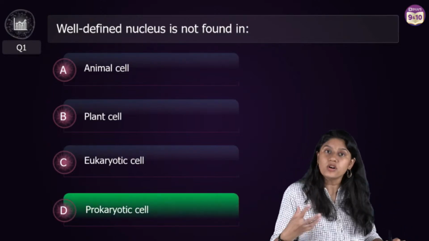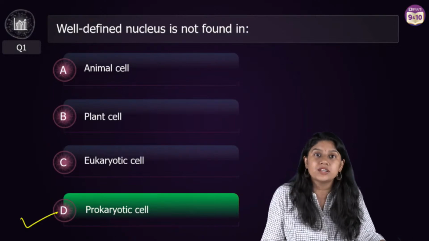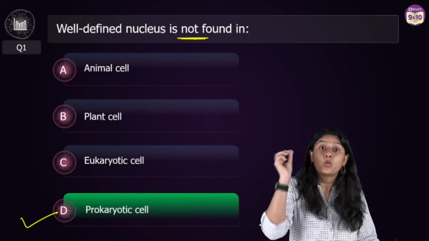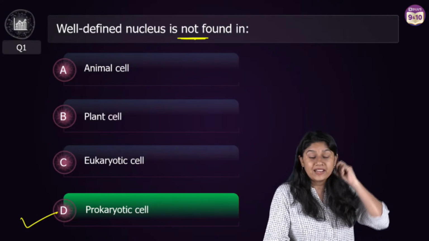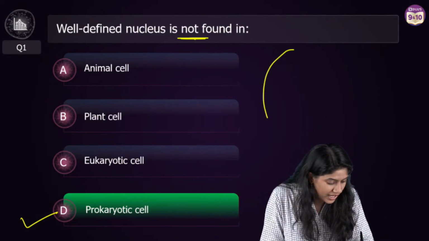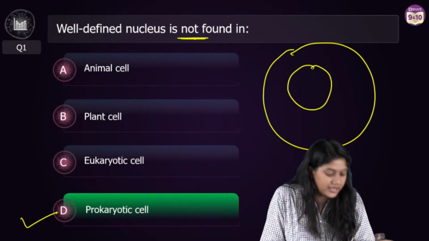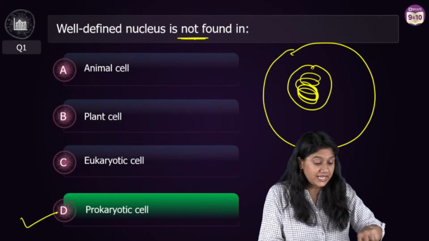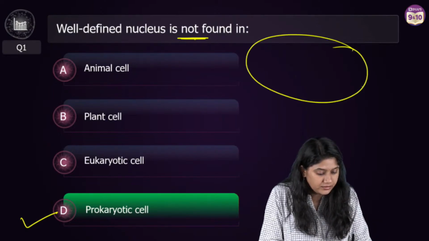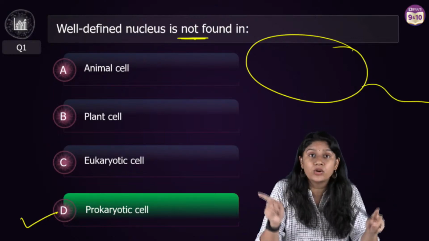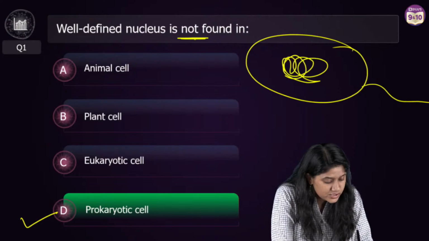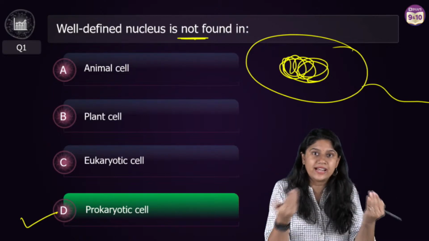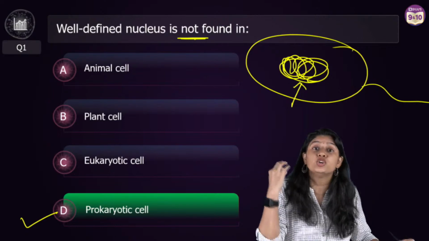prokaryotic cells, right? So we know that in prokaryotic cells, we will not see a defined nucleus. Whereas in the case of animal cells, plant cells, and eukaryotic cells, we will be able to see a defined nucleus. Right, everyone? What is a defined nucleus in this particular case? If I'm making this cell, we have the nucleus, and inside the nucleus, we will have the genetic material. But in the case of a prokaryotic cell, if we take an example of bacteria, their genetic material is not surrounded by a membrane. Their genetic material is freely suspended in the cytoplasm. And that is the reason we say that they don't have a defined nucleus. We call this a nucleoid.